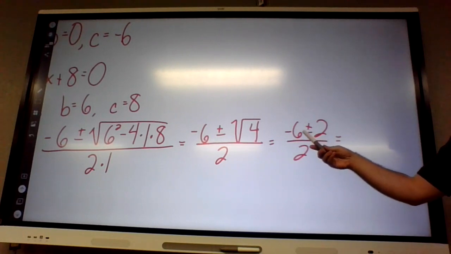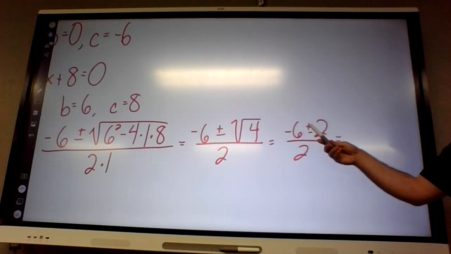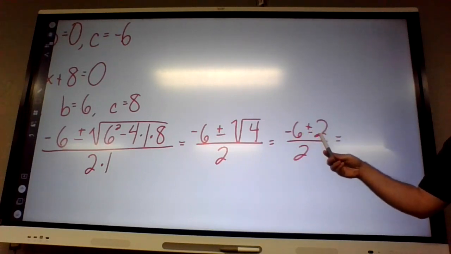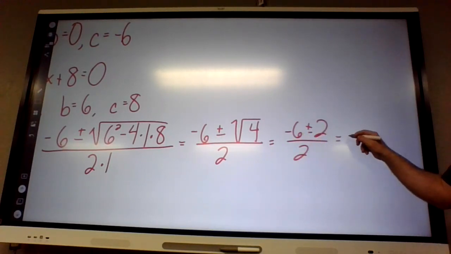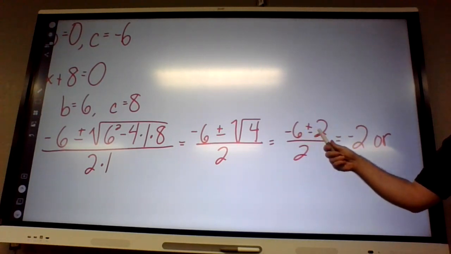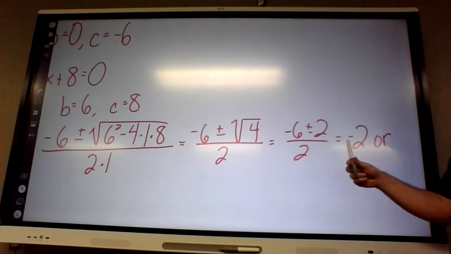Okay, negative 6 plus 2 is negative 4 divided by 2, negative 2. Or negative 6 minus 2, negative 8 divided by 2, negative 4.